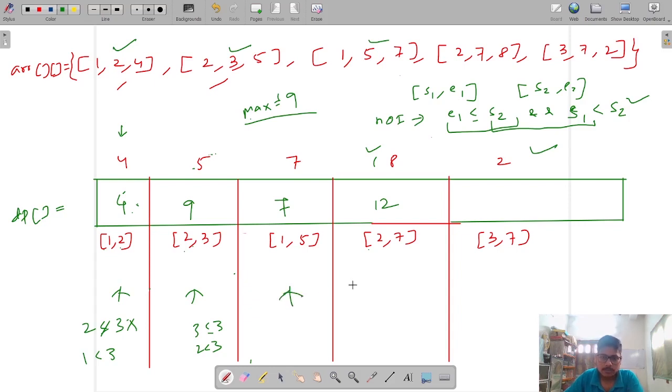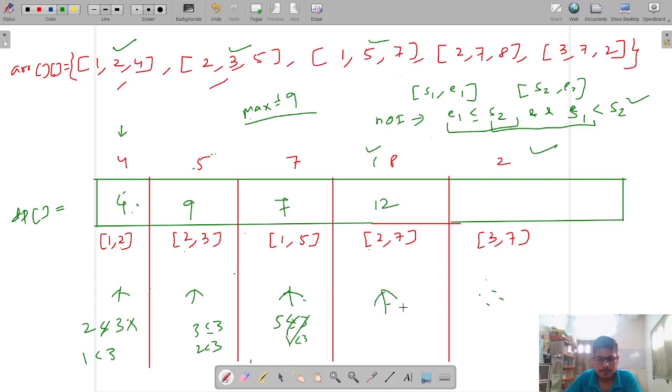Now check this case, this one and this one. So 5 is not less equal to 3, so our case is stopped here. I don't have to check it further because one condition already failed. And 1 is less than 3 here, right? So it's a failed condition, so they are overlapping.